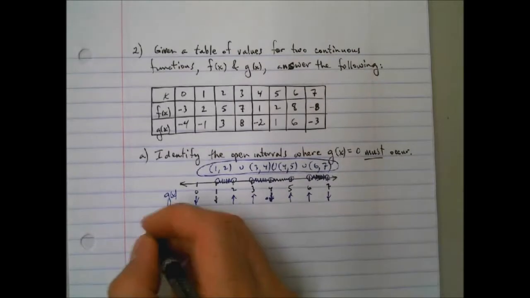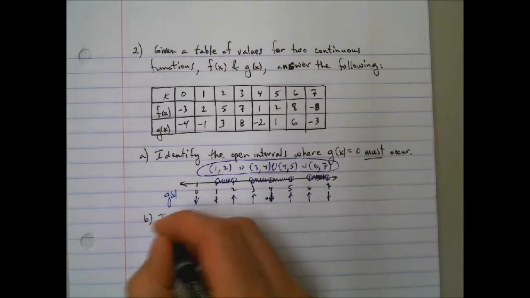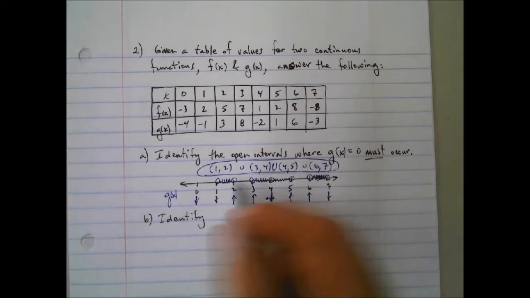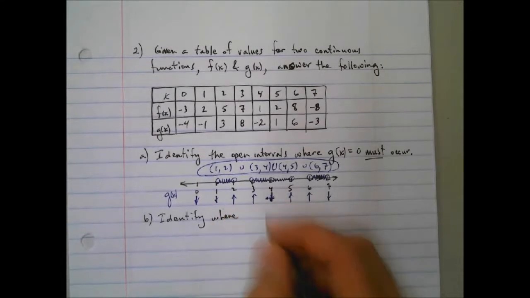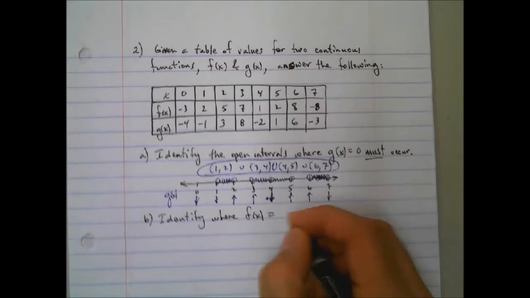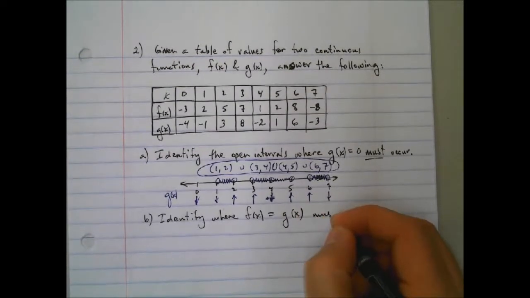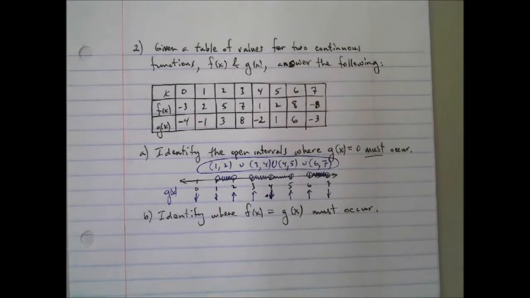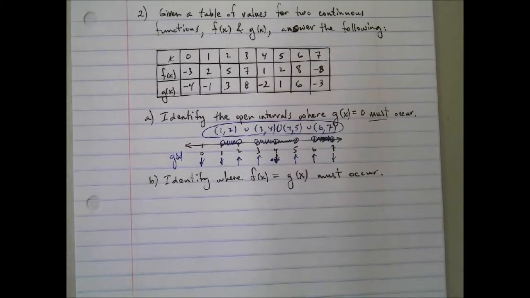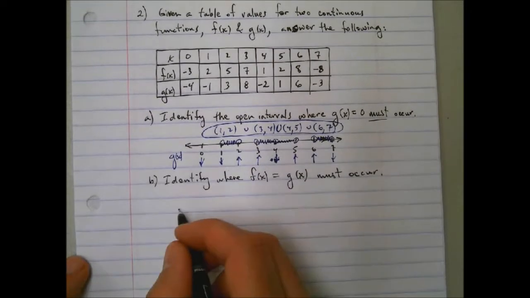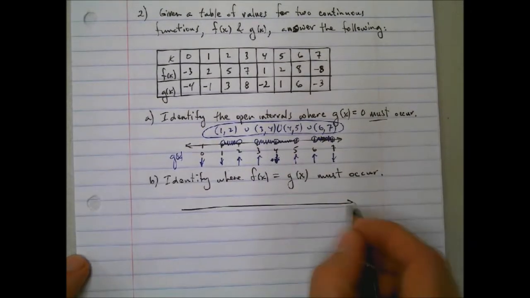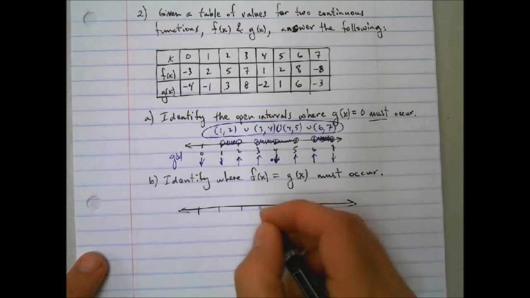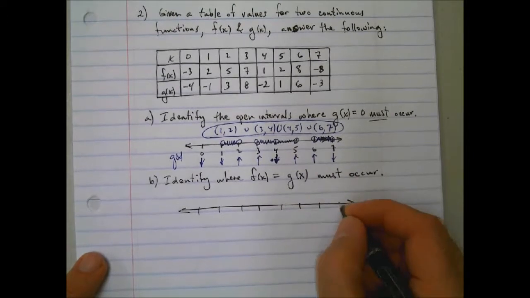We could also do something like this. Identify open intervals where f of x equals g of x must occur. Okay, we're only going for the ones where it had to have happened. Okay, now, again, number line situation. 0, 1, 2, 3, 4, 5, 6, 7.